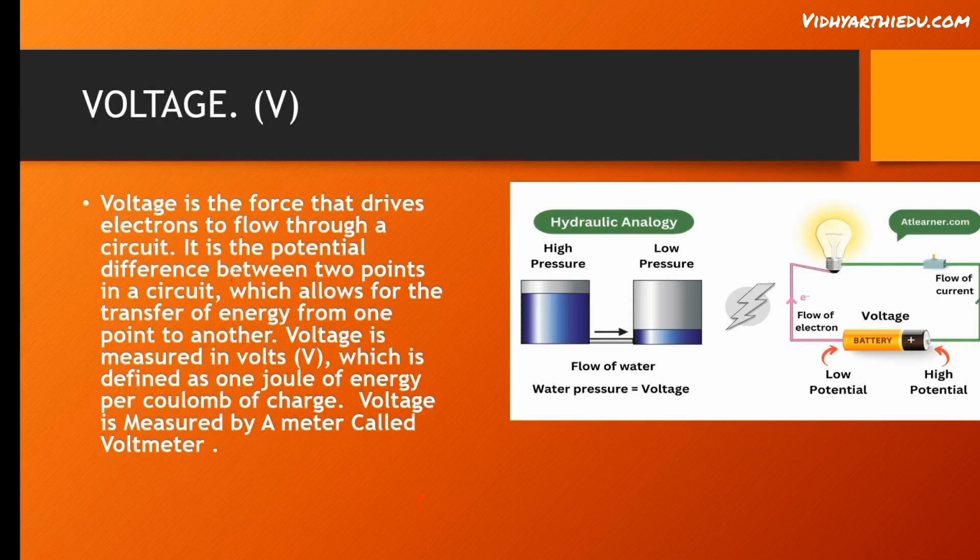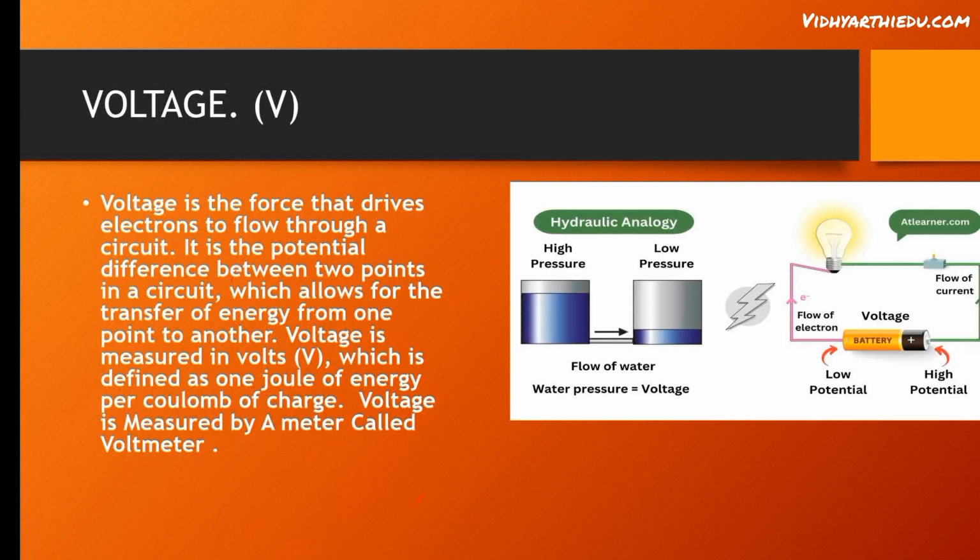Now in the right side diagram also, there is a small battery connected to a small bulb. This battery has some voltage. There are two terminals on the battery, written as positive terminal and negative terminal. The positive terminal is the high potential or high voltage terminal. The negative terminal is the low potential or low voltage terminal. The direction of current is from high potential to low potential through a conductor.